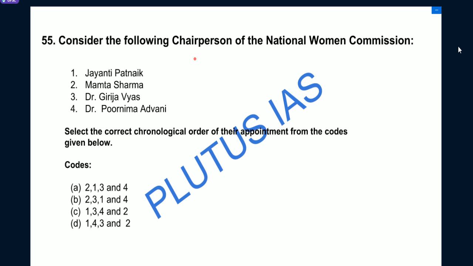Consider the following chairpersons of the National Commission for Women: Jayanti Patnaik, Mamta Sharma, Girija Vyas, and Purnima Advani. So we know that Jayanti Patnaik was the first chairperson of the National Commission for Women. That means the answer can either be C or D. है ना? So after Jayanti Patnaik, who was the chairperson? अब हमें देखना पड़ेगा. Jayanti Patnaik was chairperson from 1992 to 95.